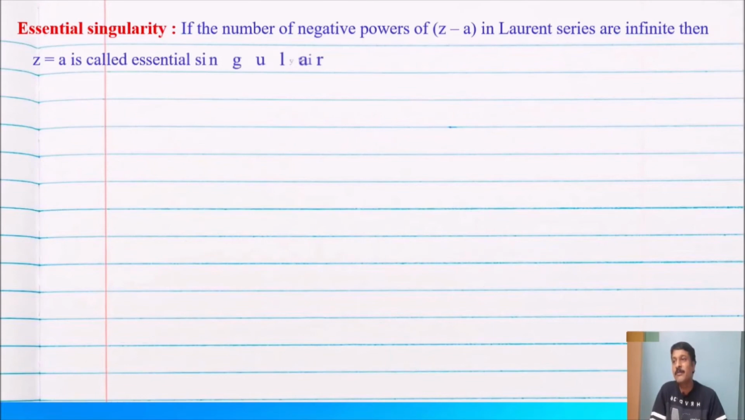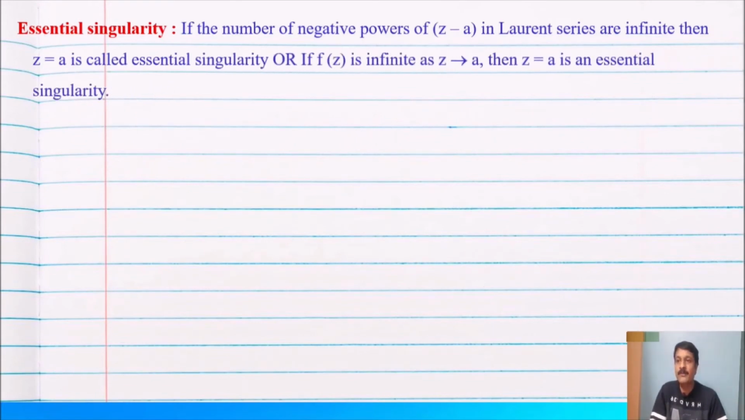You also remember here the essential singularities. If the number of negative powers of z minus a in the Laurent series is infinite, then z equal to a is called an essential singularity. Or you can say that if f of z is infinite at z equal to a, then z equal to a is an essential singularity.